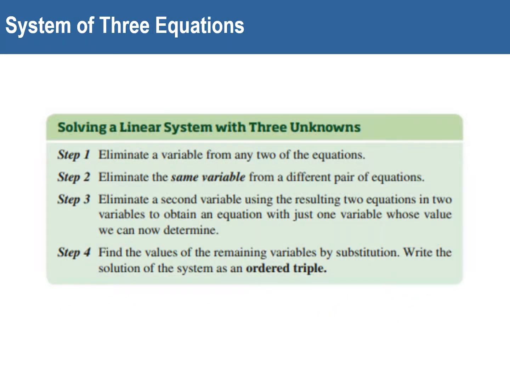So to solve a system of 3 unknowns, you're going to want to eliminate one variable from 2 of the equations, and then eliminate the same variable from a different pair of equations. Then you're going to have 2 equations, the equation from here and the equation from here. You're going to eliminate another variable from those two equations. And when you do that, you're going to wind up with one variable, and you're going to do back substitution in order to find the solutions for the other variables.